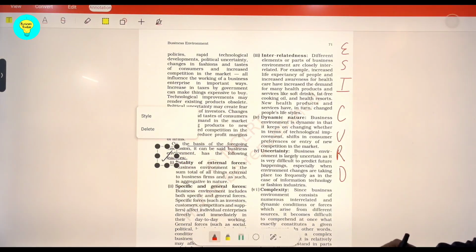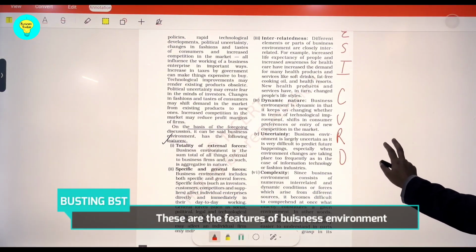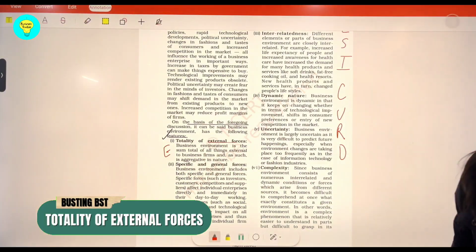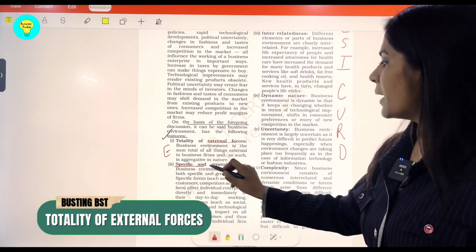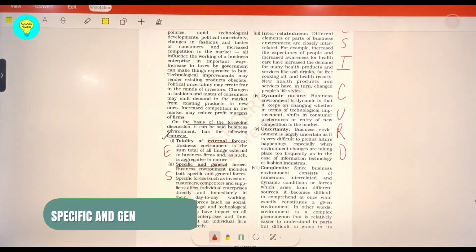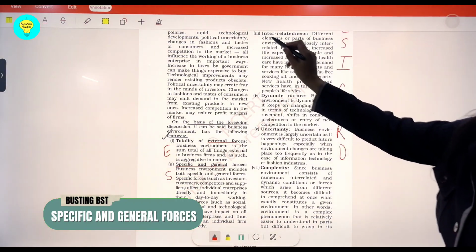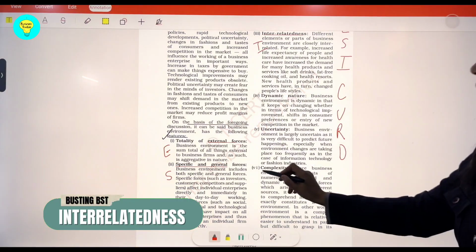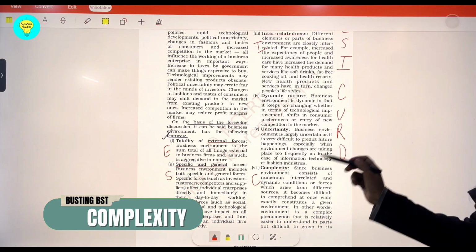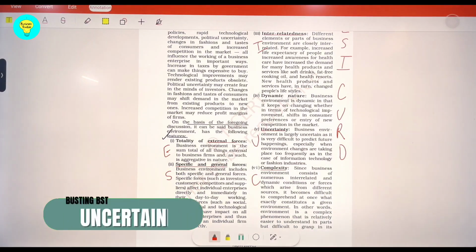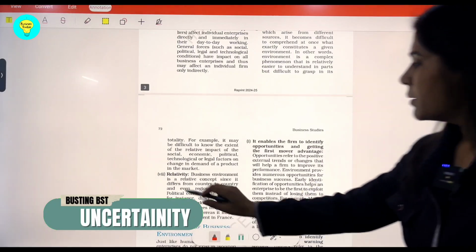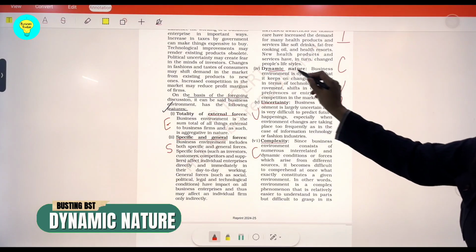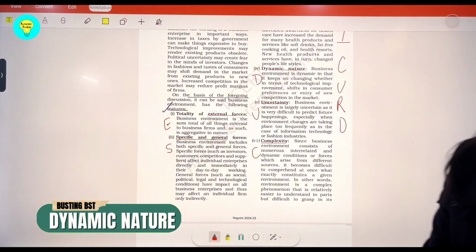Now let us see how. So first of all, E standing for external forces. All these features are totality of external forces. S represents specific and general forces as nature of these principles. And then I represents interrelatedness of the elements of business environment. C represents complexity in its nature. U represents the uncertainty. R represents relativeness, that is discussed as the last feature, while D represents dynamism in the nature of characteristics of business environment.